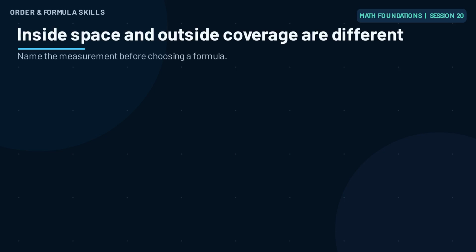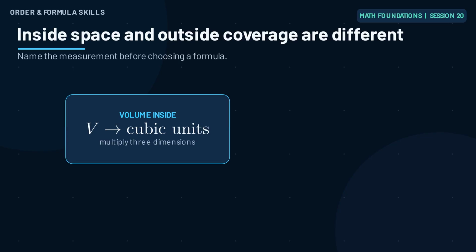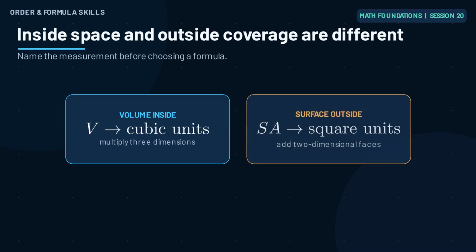Three-dimensional problems often contrast space inside with coverage outside. Volume measures how much three-dimensional space lies inside an object. Volume uses cubic units because length, width, and height are multiplied. Surface area measures the total coverage of the object's outside faces. Surface area uses square units because each face is two-dimensional.